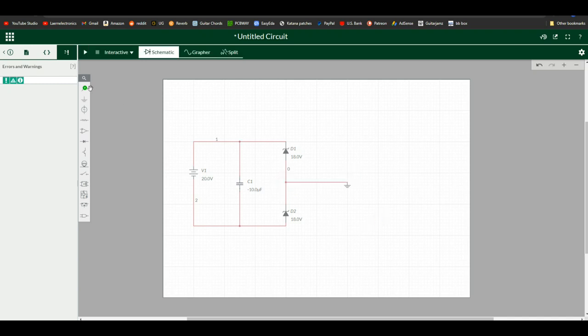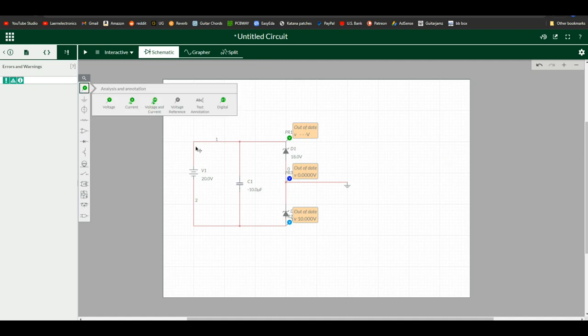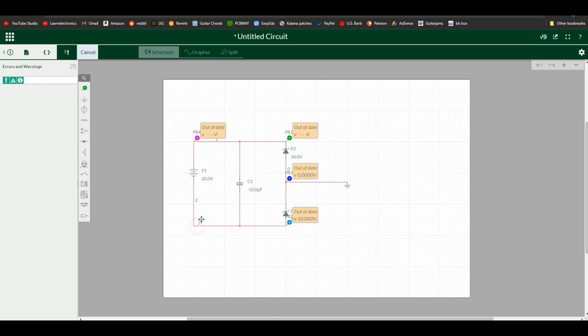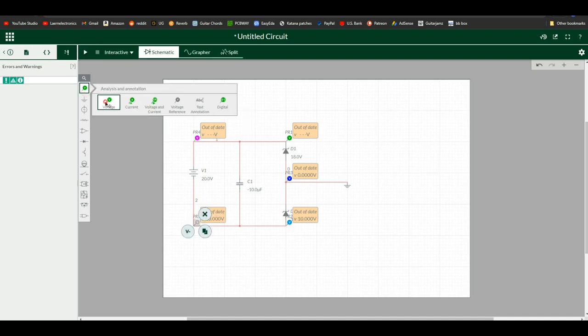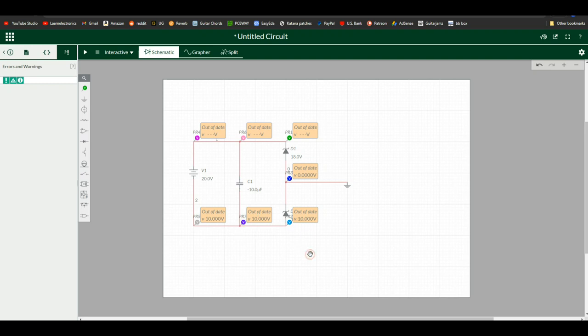So there we go. Now let's put in some ways to read voltage. So we'll read our positive voltage here. We'll read our negative voltage here. And then we will put one here showing our voltage at the zero point. Now just for fun, let's put a voltage here. Oh, what the heck, let's put it at all the nodes so we can read all of our voltages, and let's run the simulation.